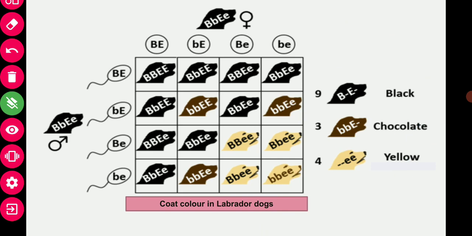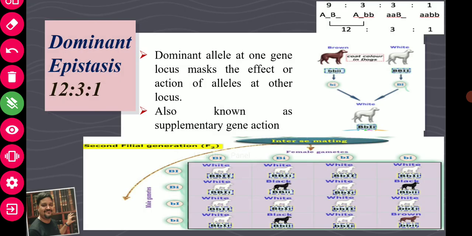Now coming to dominant epistasis. In dominant epistasis, the modified Mendelian ratio will become 12:3:1. So this is all I am telling you about the phenotypic ratio. The genotypic ratio will remain the same as we saw in the normal Mendelian dihybrid cross.